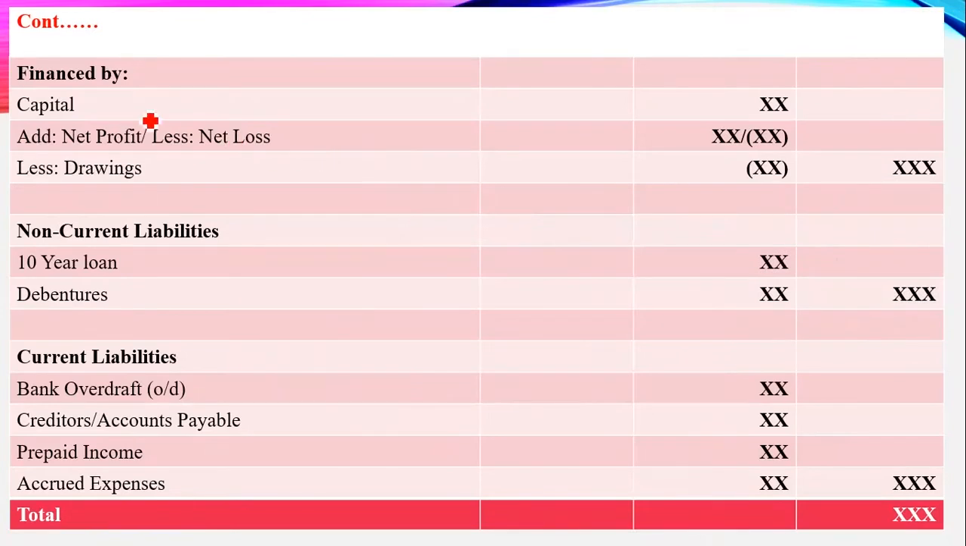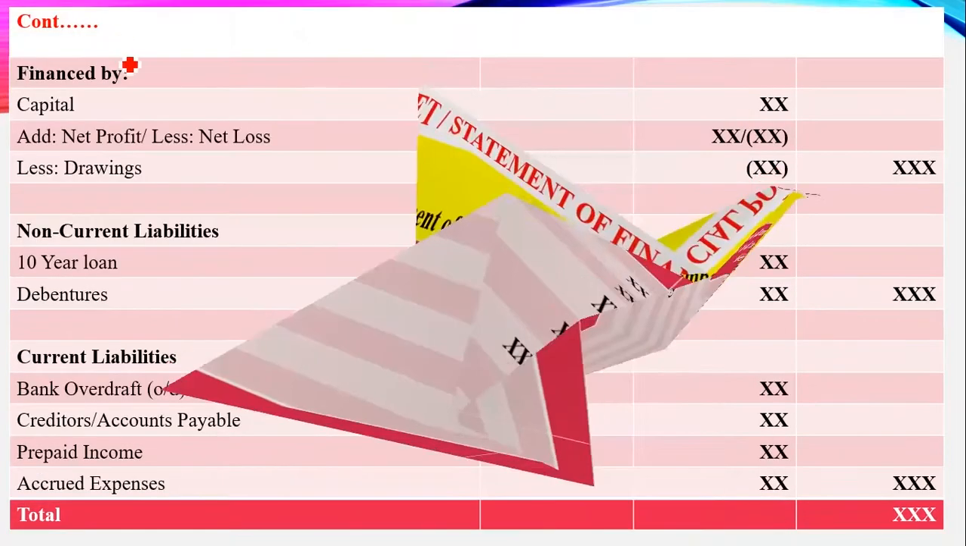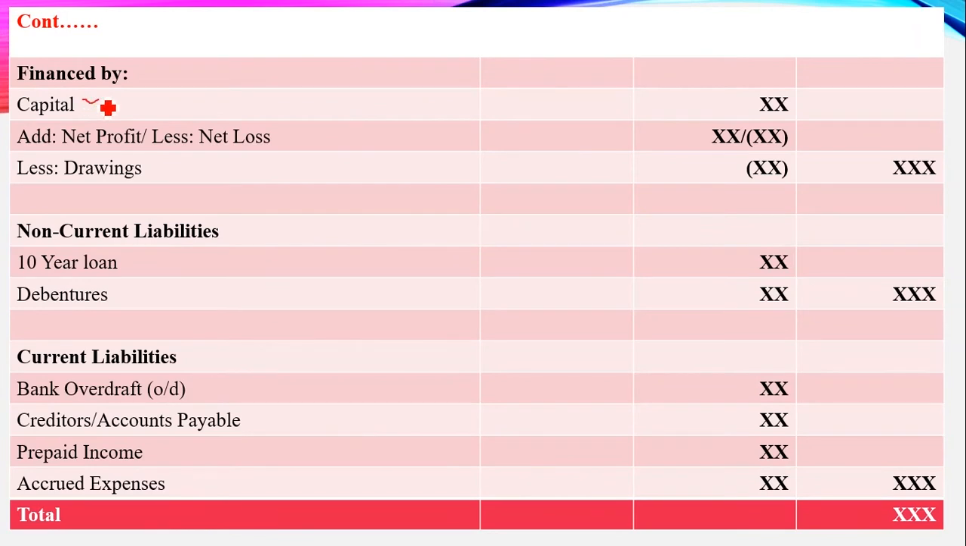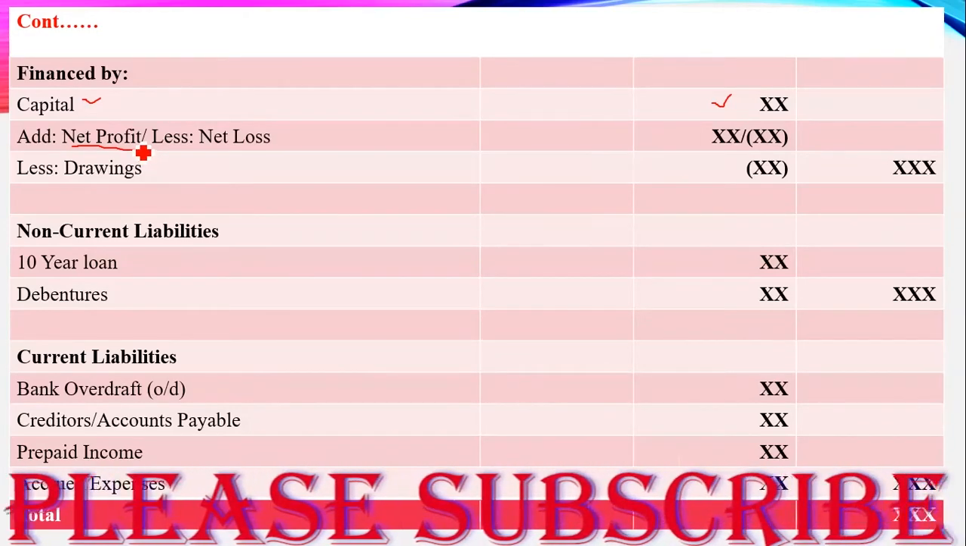So we move to the financed by section. So under financed by, the first item is capital. And like we have seen here, we have capital. So the first item is capital. We have it here, so we put the value here. Capital is normally affected by two items, only two items. We normally add the net profit. Net profit is gotten from the income statement.